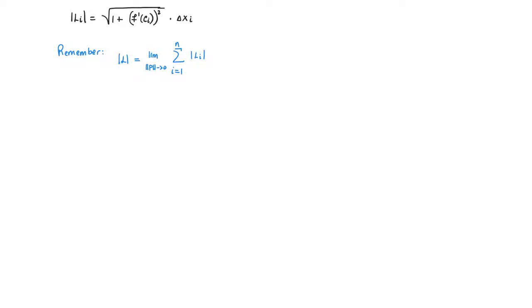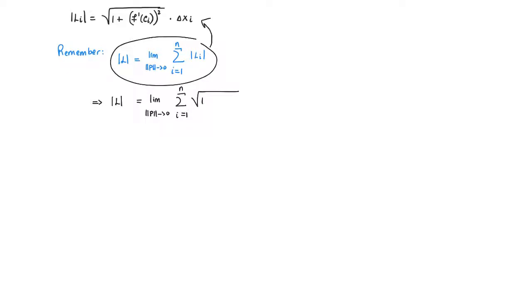What we are going to do now is to go back to that definition and continue working this out by using the expression that we just developed for the length of the ith subinterval. So the length of the curve will be equal to the limit as the width of the partitions goes to 0 of the sum as i goes from 1 to n of the square root of 1 plus f prime of c sub i squared times delta x sub i.